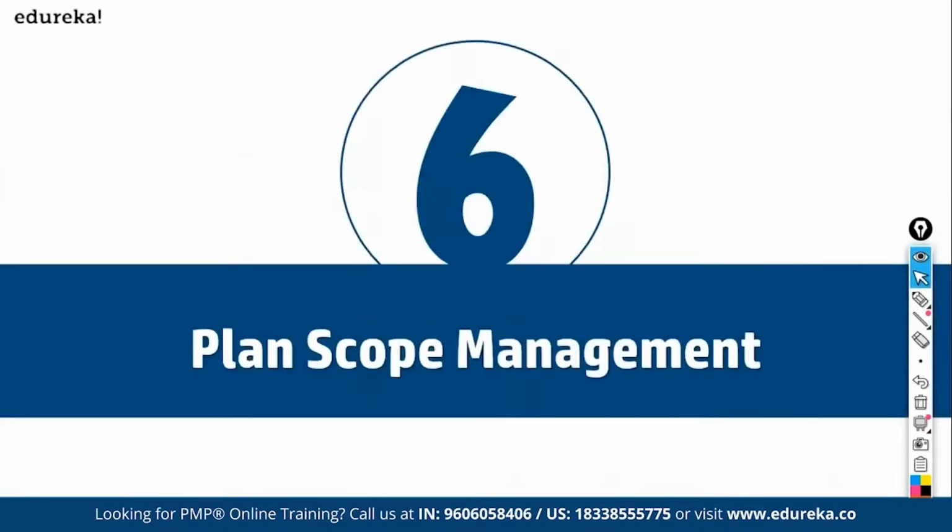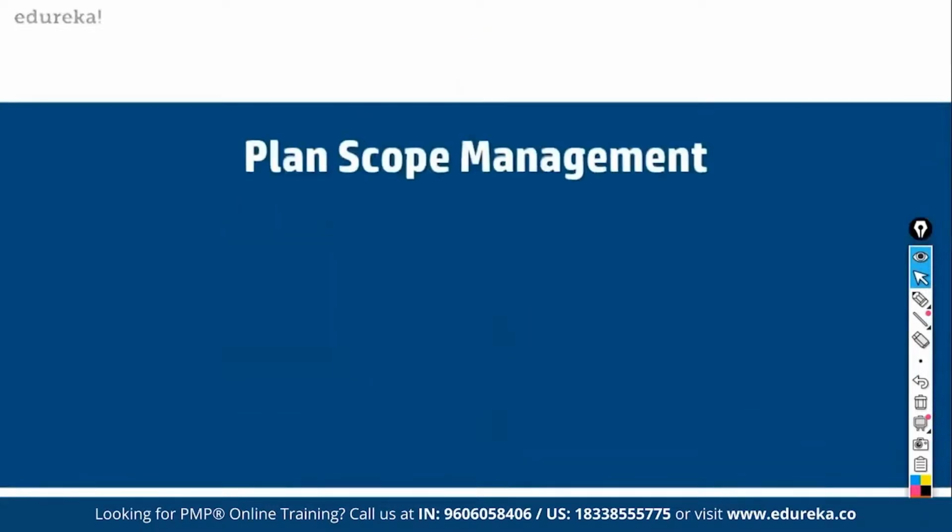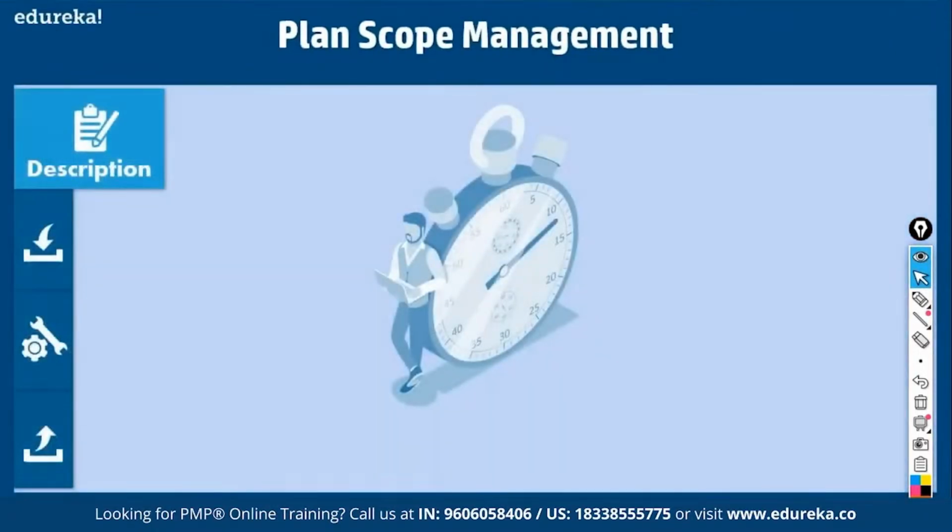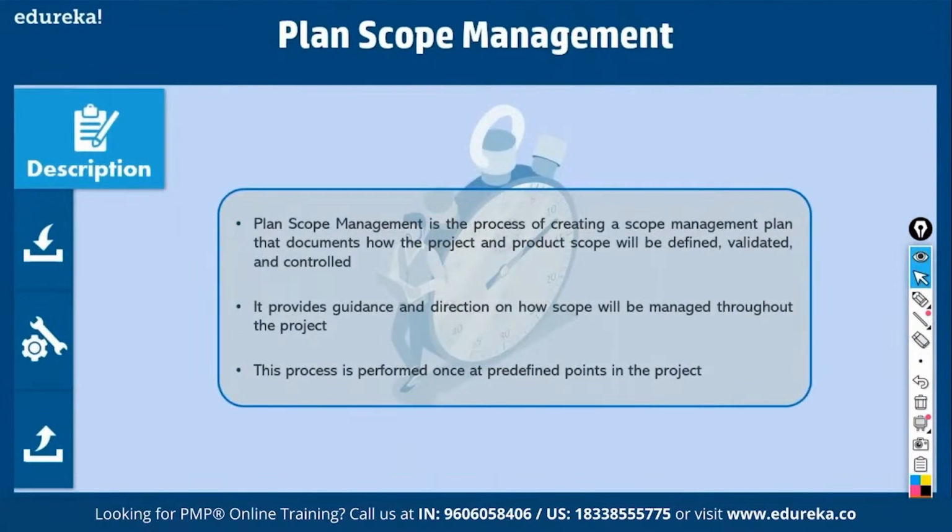The first process is plan scope management. What do we do here? We come up with a scope management plan. So what is a scope management plan? Plan scope management is the process of creating a scope management plan that documents how the project and product scope will be defined, validated, and controlled. Define is how we define the scope, how we decide what features and functions it should support. Validation is how we get it accepted by the customer. So it provides you guidance on how to manage scope.